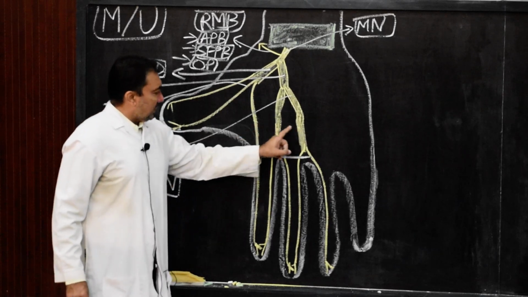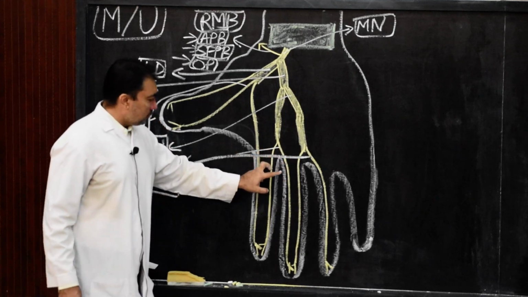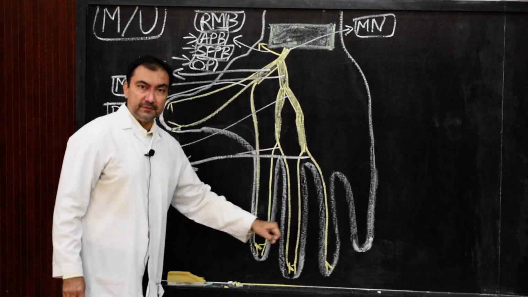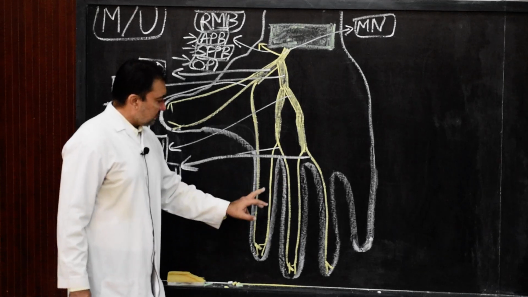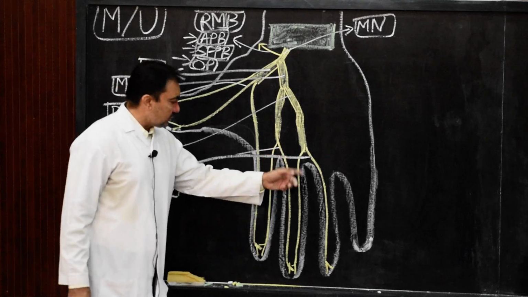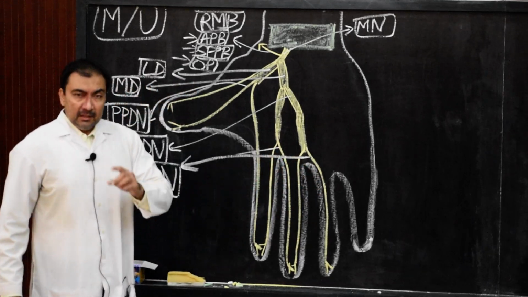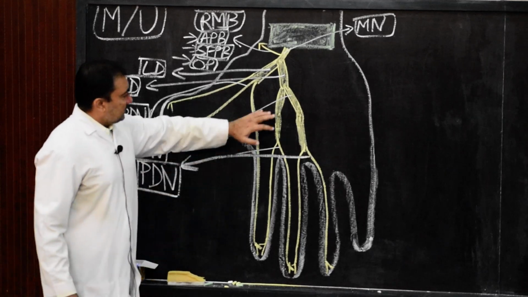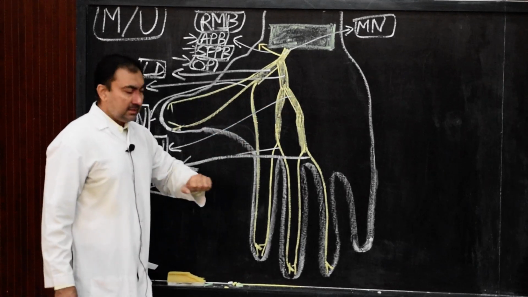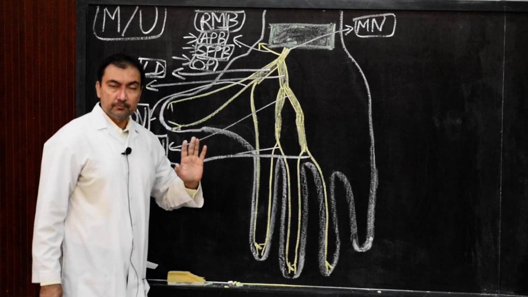So each of the common palmar digital nerves, as they arrive at the clefts, will divide into two proper digital nerves, each of them. And these proper digital nerves are supplying the adjoining sides of the index finger and middle finger, and the adjoining sides of the middle finger and ring finger. Very simple. Names you need to remember. These two are common palmar digital nerves and their divisions are proper digital nerves.